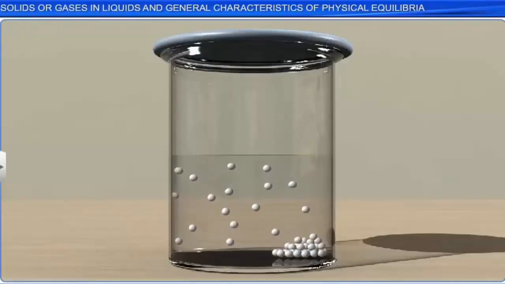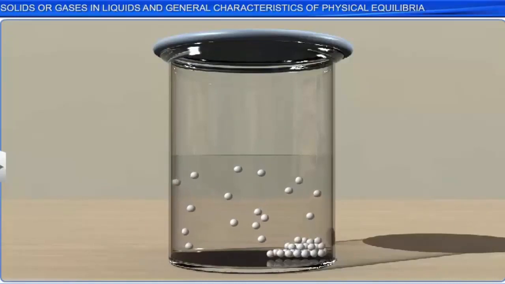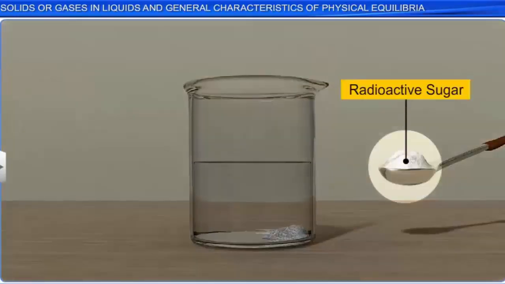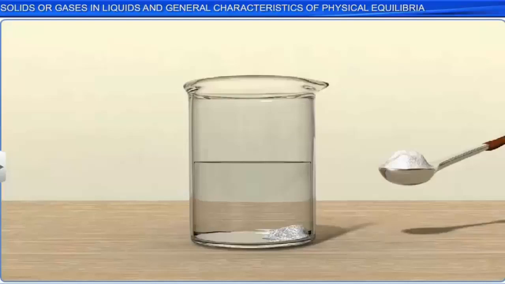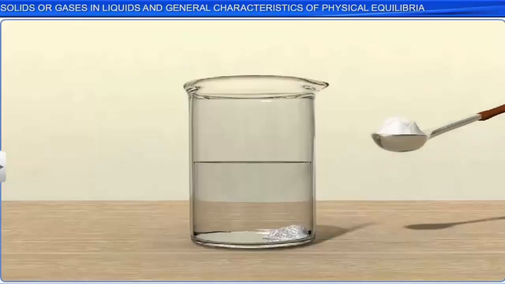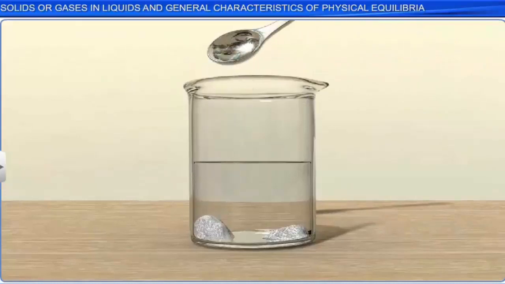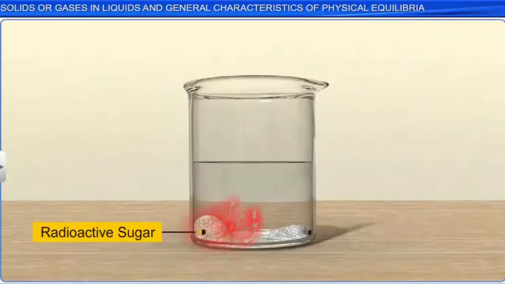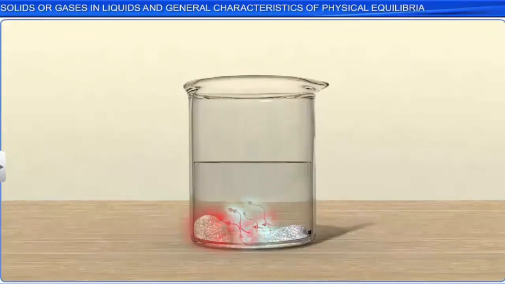The dynamic nature of this equilibrium can be established using radioactive sugar. Let's see how. Take a beaker containing saturated sugar solution. To this, add a small quantity of radioactive sugar and let the solution remain undisturbed for some time. Then check the solution for radioactivity. It is noticed that both the undissolved sugar as well as the solution has turned radioactive.